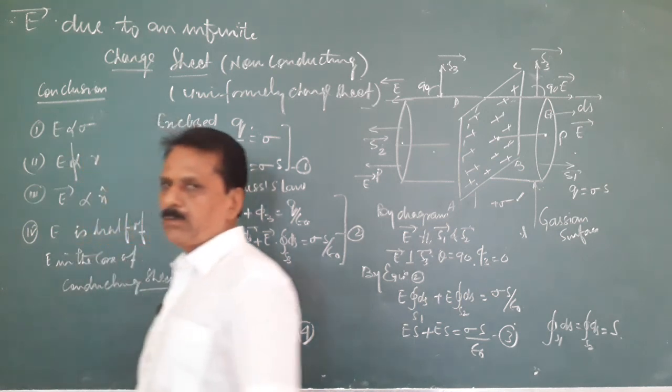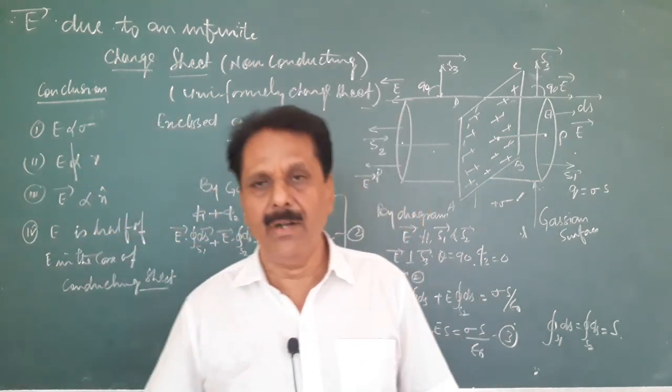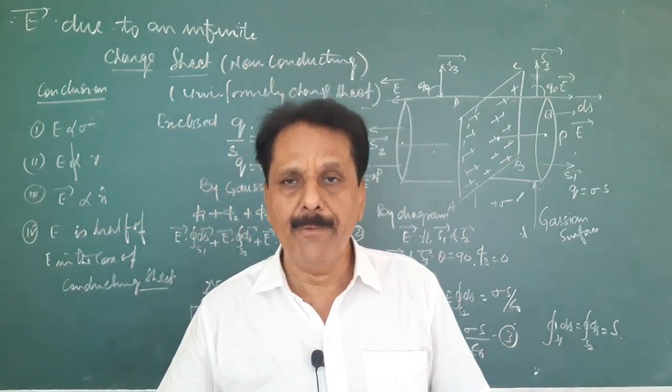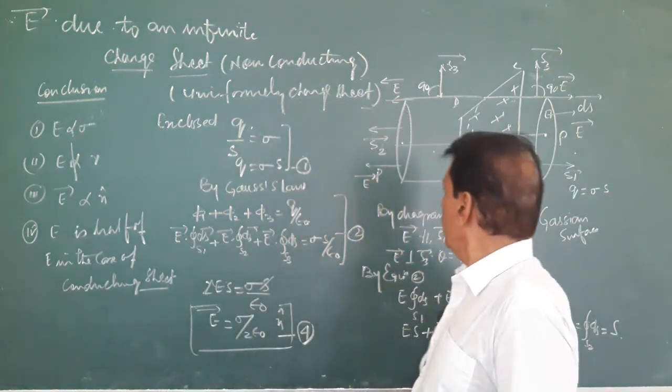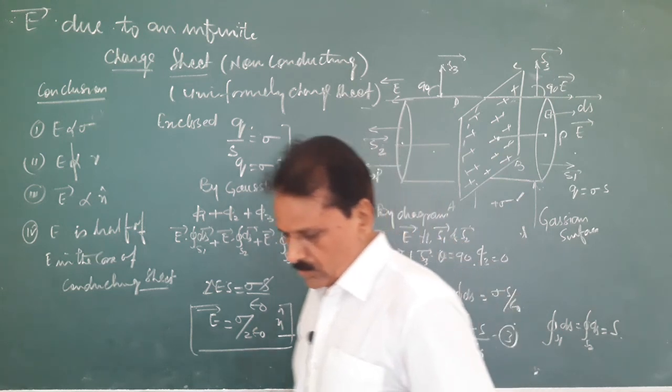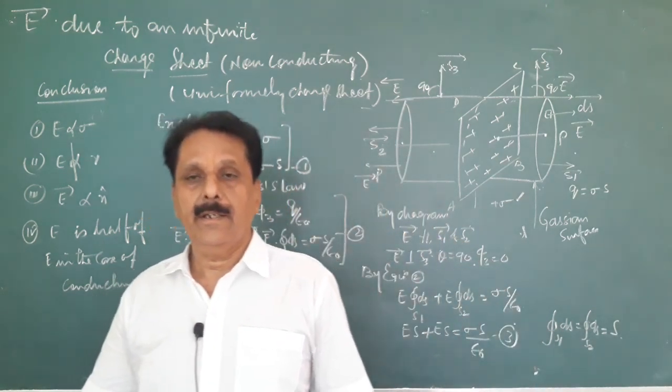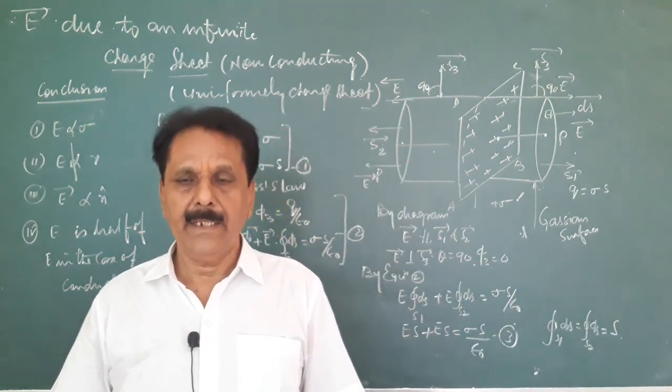So this is all about the derivation of the electric field due to a uniformly charged infinite sheet. If you feel any difficulty in this derivation, you may ask. If it is okay, then thanks to all.